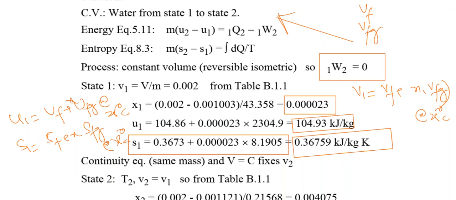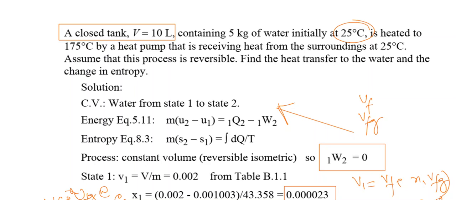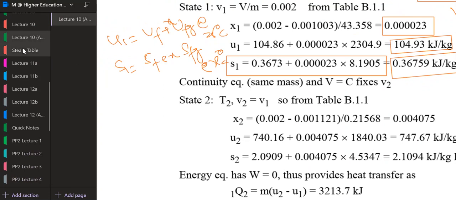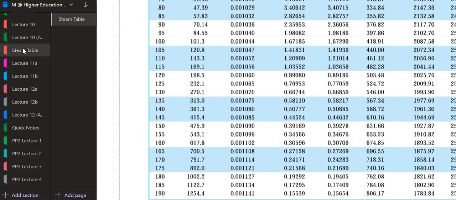Now at state 2, it is receiving heat, and that means the temperature will go up to 175 degrees centigrade by the heat pump that receives heat from the surrounding at 25 degrees centigrade. So going towards the temperature T2, the volume V2 would be equal to V1. So checking the volume at 175 degrees centigrade, with the volume equal to 0.002, let me check whether it will lie inside the vapor dome or not. At 175 degrees centigrade we have got the volume of Vg at 0.21668. Our own volume is 0.002. So that means we are still inside the vapor dome.